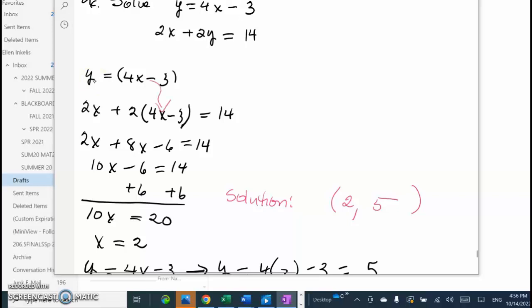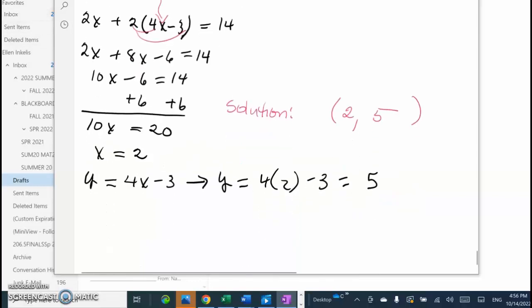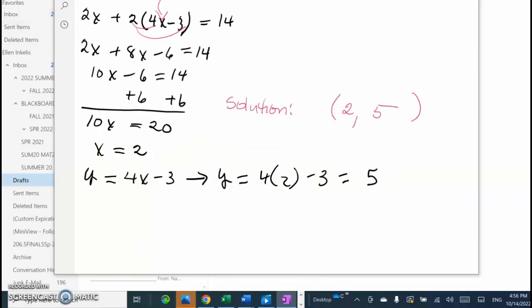this value into here, distribute, and you get 2x plus 8x minus 6 equals 14. Add 6 to both sides. 10x equals 20. x equals 2. If x equals 2, I'm going to plug in 2 into this value right here. And I think at this point we can say the answer is 2, 5, but I think it's a good idea to check. So how do you check?